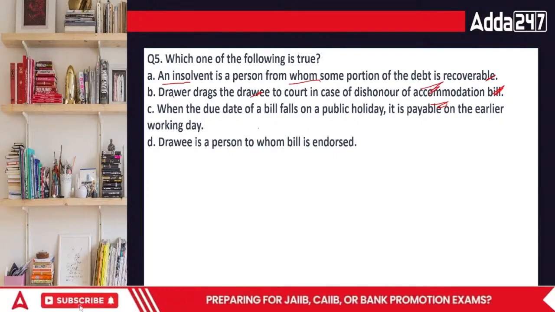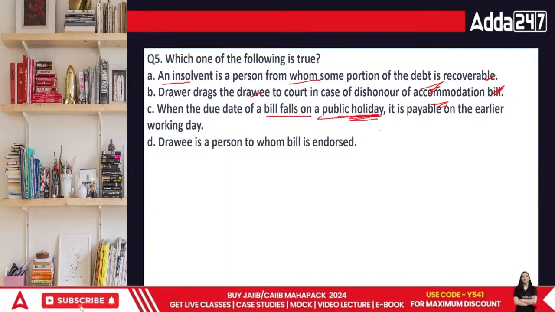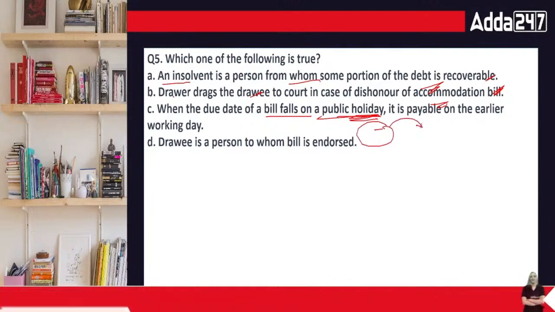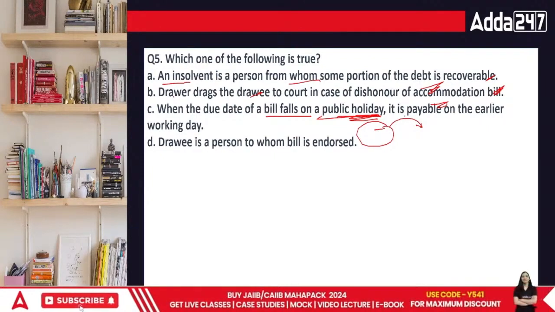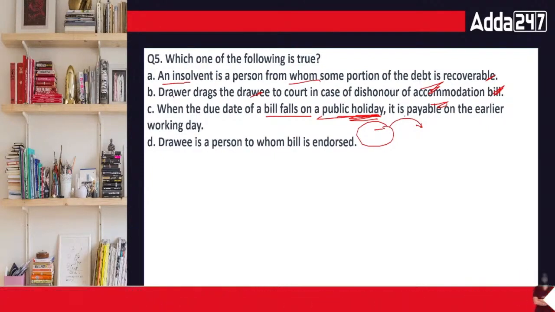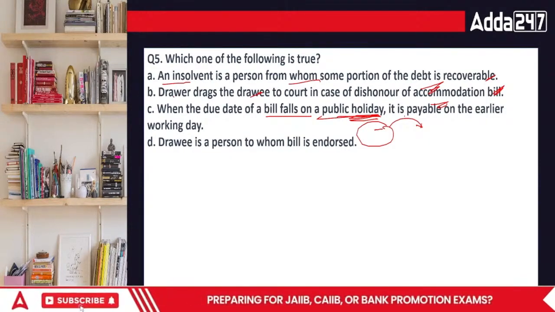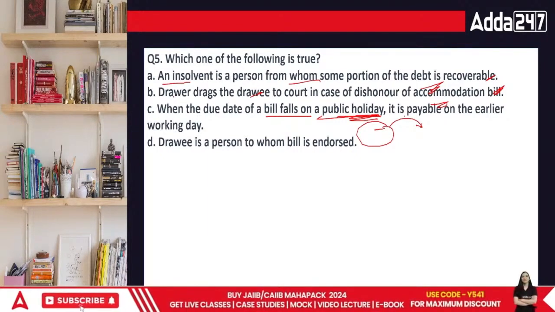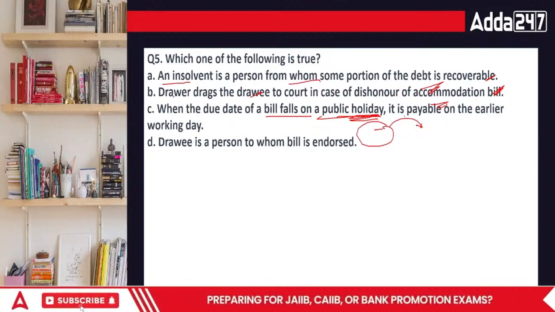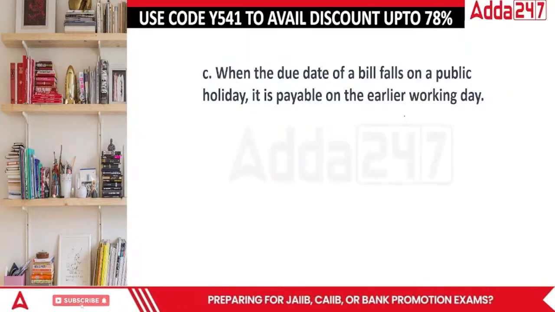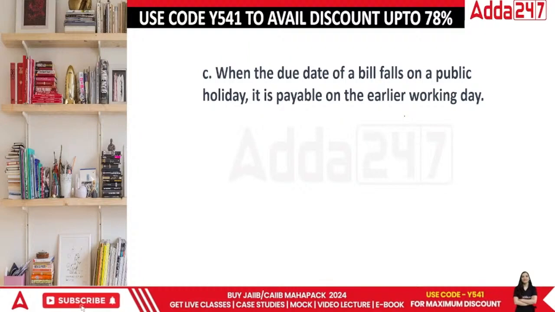Okay. So the due date of the bill falls on a public holiday. Then what will happen is it has already been defined. If it is an ad hoc holiday, then for ad hoc holidays you can go further, but if it is a planned holiday, then you have to go back one particular day. So which one is true in this case? The correct answer is: when the due date of the bill falls on a public holiday, it is payable on the previous working day.